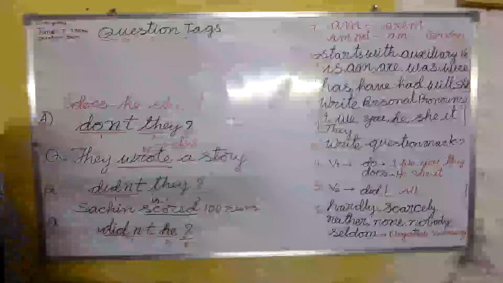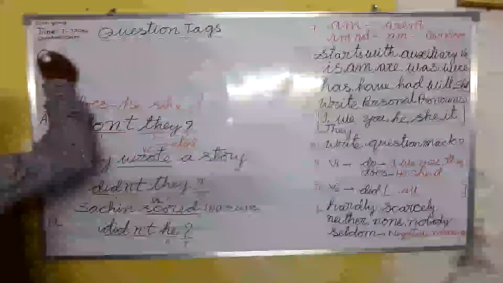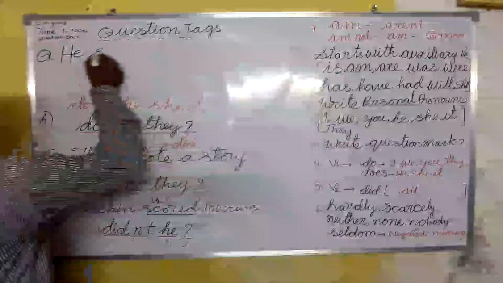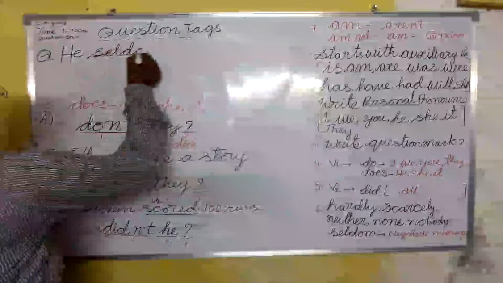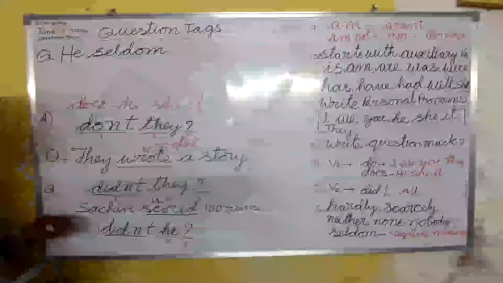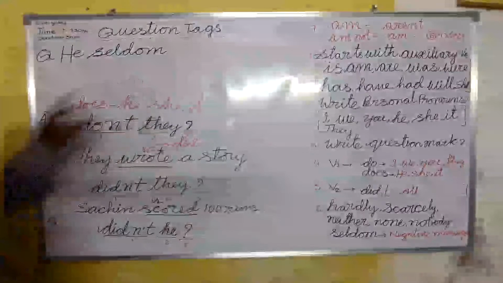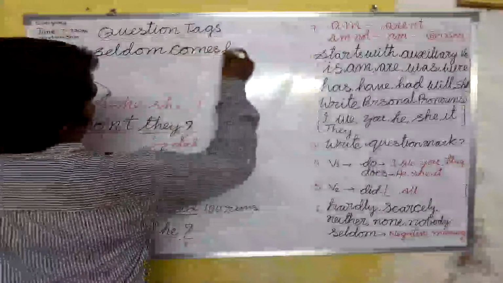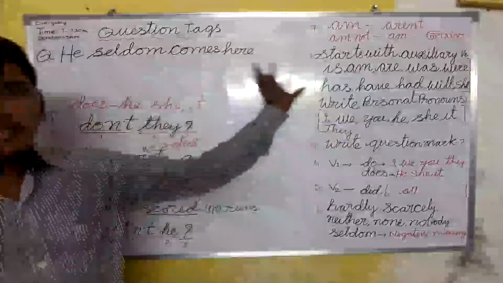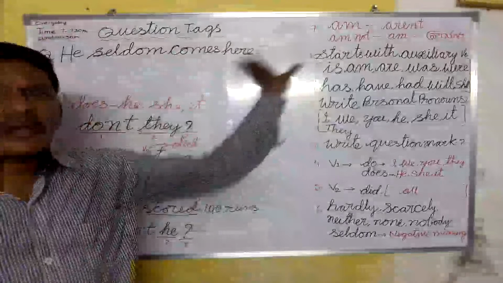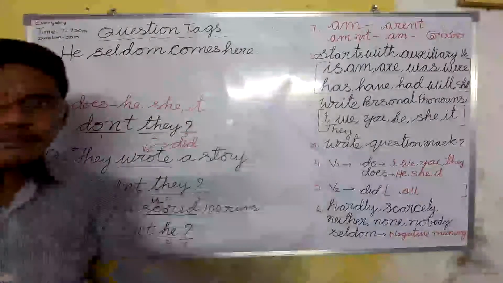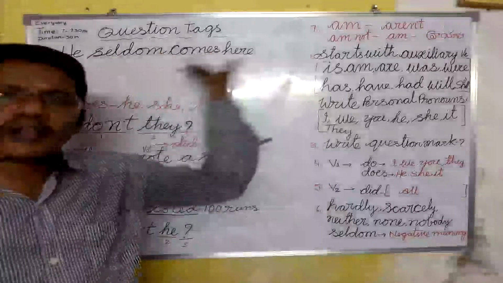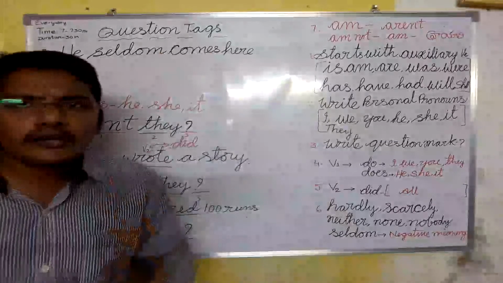Yes. He seldom. We shall use this word seldom, S-E-L-D-O-M. He seldom comes here, C-O-M-E-S comes here. Now, if you do not identify an auxiliary verb, or verb 1 present tense, or verb 2 past tense, then what do you do?